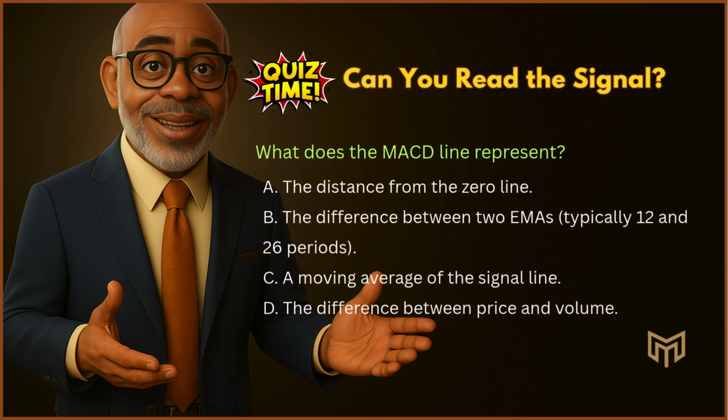Question 1. What does the MACD line represent? Is it A, the distance from the zero line, B, the difference between two EMAs, typically 12 and 26 periods, C, a moving average of the signal line, or D, the difference between price and volume? You have 10 seconds to record your answer. If you need more time, just pause the video.